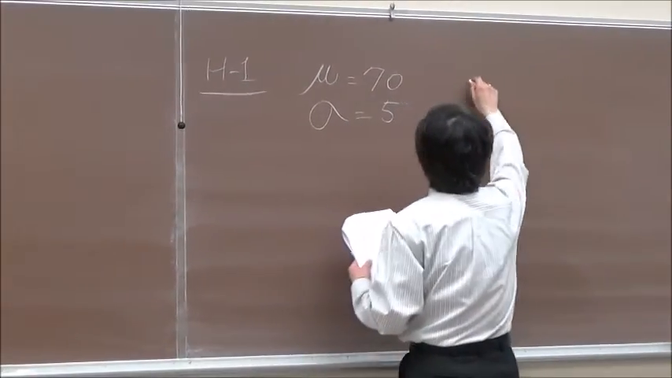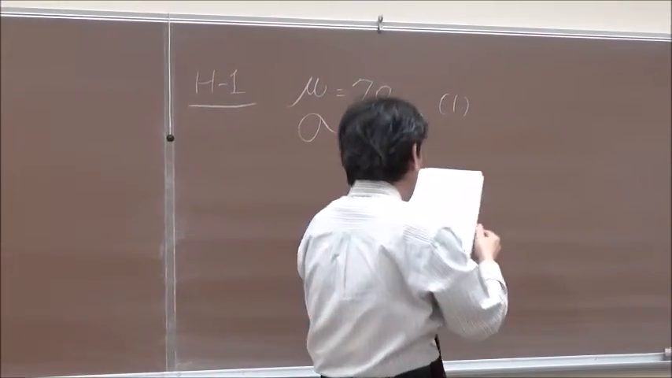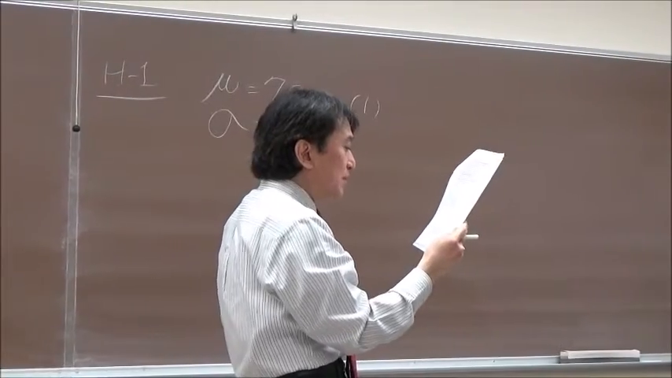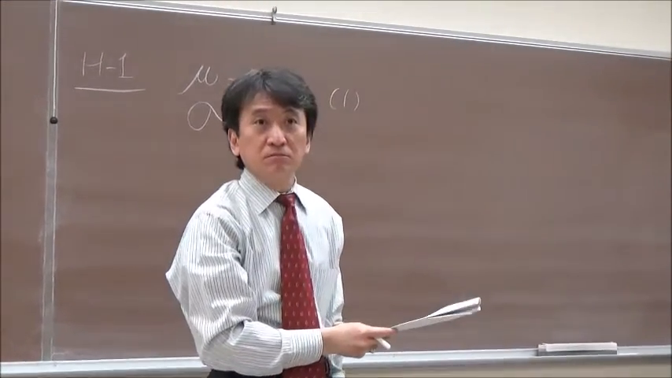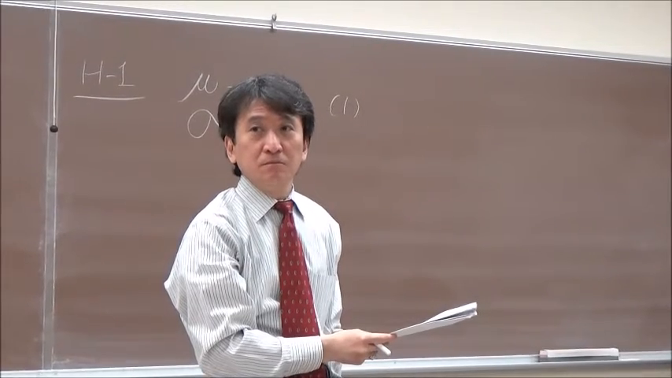Okay, so number one. What's the probability of a randomly selected student having a score between 75 and 80? With me so far?